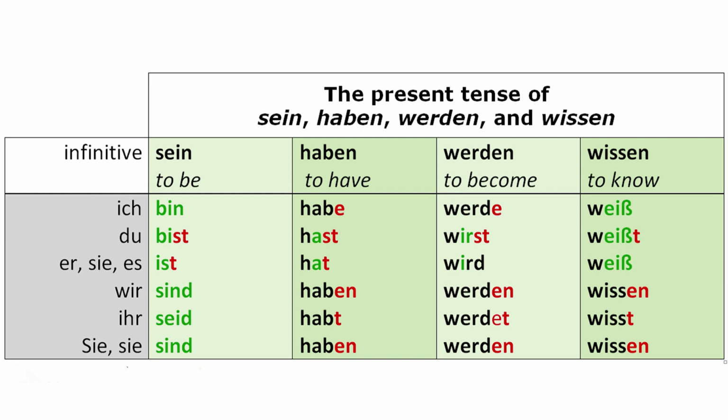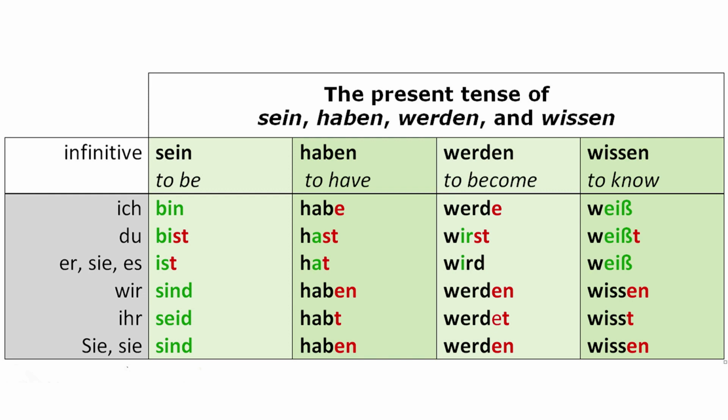You have to remember that in German there are two types of verbs: regular verbs and irregular verbs. Regular verbs are those which have a particular conjugation form. There is a pattern. And irregular verbs are those that don't have any pattern. These four are irregular verbs. They don't have any pattern.